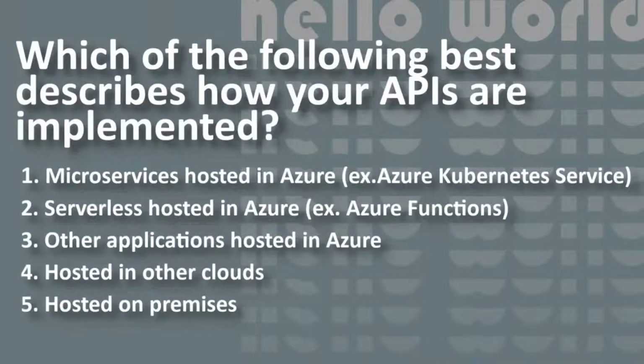I just want to bring back the question of the day that the API management team want to know about you. Which of the following best describes how your APIs are implemented? Microservices in Azure or serverless in Azure, something else like a web app hosted in Azure, hosted in another cloud, or on-prem. Let us know. You can answer in the chat by 1, 2, 3, 4, 5, and a comment is also really good.